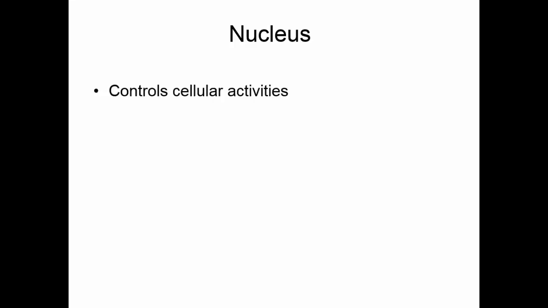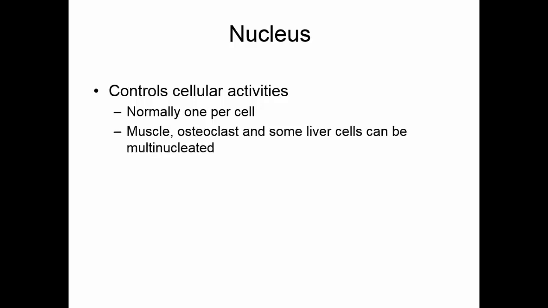The nucleus controls the activities of the cell. Each cell normally only has one nucleus. Muscle cells, osteoclast cells, and some liver cells can be multinucleated. The larger the cytoplasmic mass to be regulated, the more bosses you need.